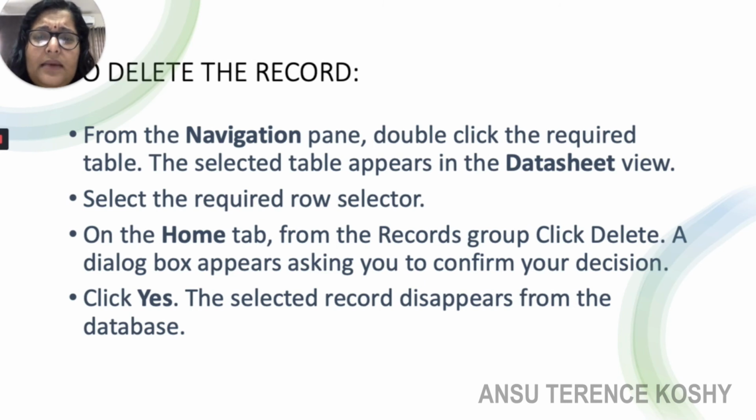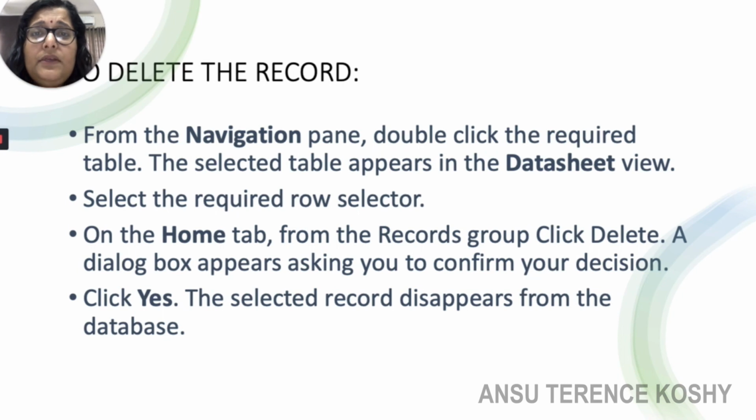On the Home tab, from the Records group, click Delete. A dialog box appears asking you to confirm your decision. When you insert a record, they don't ask you again. But when you're deleting, they will ask you one more time whether you want to delete it. Then, if you press Yes, the record will be deleted for you. Once you press Yes, it will not be available in the database.